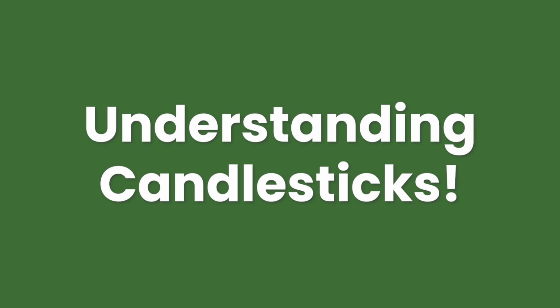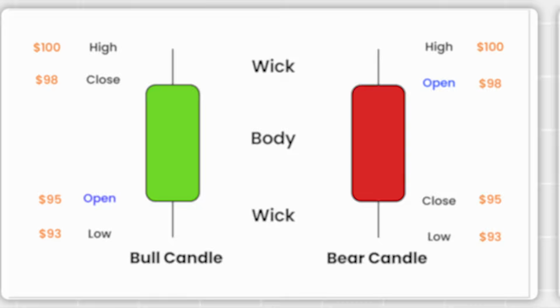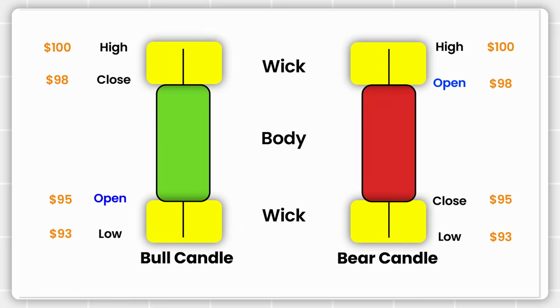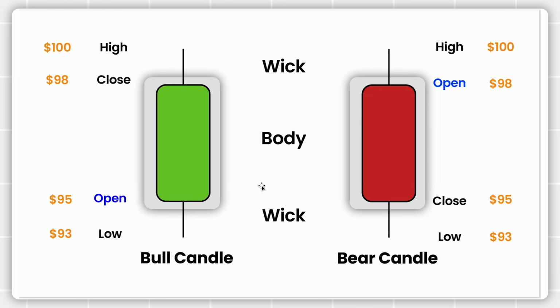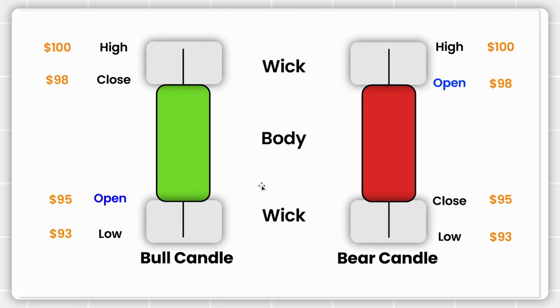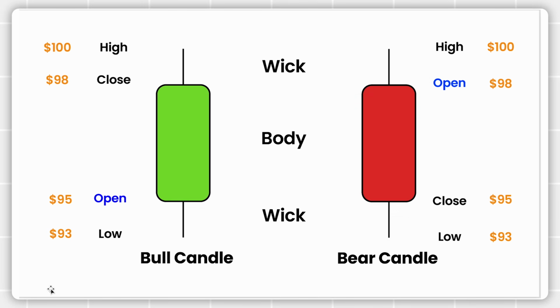So let's start with the very basics, the building blocks of TA, and that is the candlestick. A candlestick will tell you how much price has moved within a certain time frame. And every candlestick, like you see on the chart right here, is made up of two parts, a body and a wick. The body will tell you the difference between the open price and the close price within a certain time frame. And the wicks will tell you how high and how low price has moved within that certain time frame.